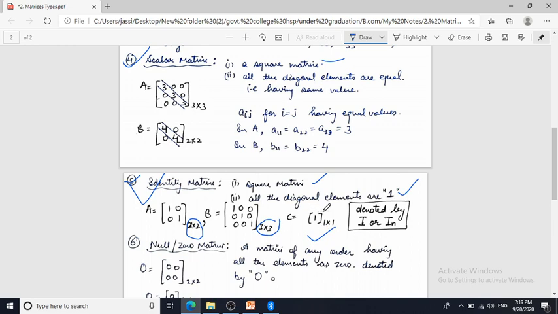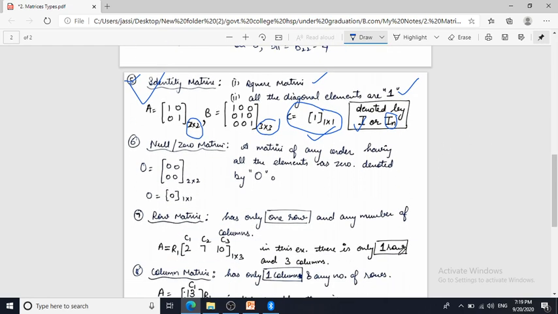So when we have C type of matrix, then we denote it by a letter I. And when we have A and B type of matrix, then we denote it by a n. Okay, understand that? Next is null matrix or zero matrix. It is clear from the name that when all the elements are equal to 0, then it is a null matrix.